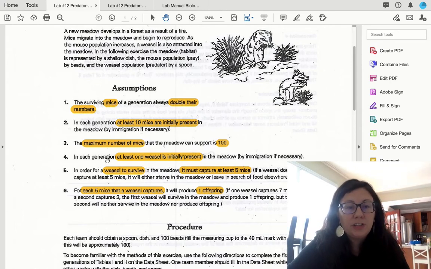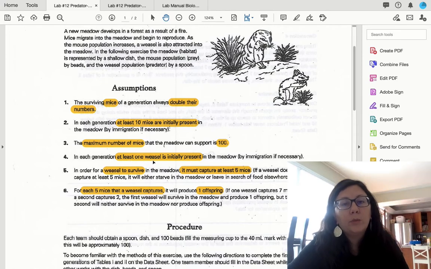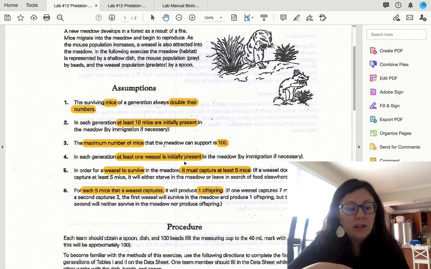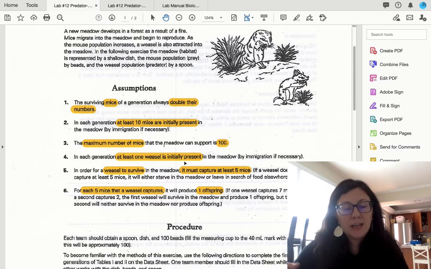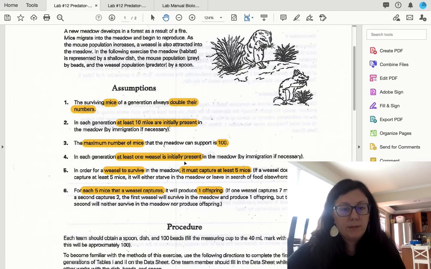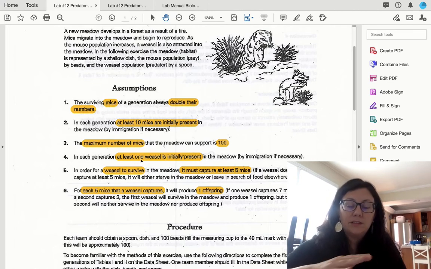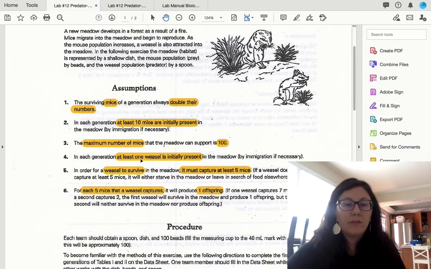In each generation, at least one weasel is present. So if there are not enough mice to support the survival of all the weasels, just assume another weasel from a nearby meadow is going to come into the meadow to try to eat the mice that are there. So even if no weasels survive at the end of the previous generation, you will at least have one weasel present.